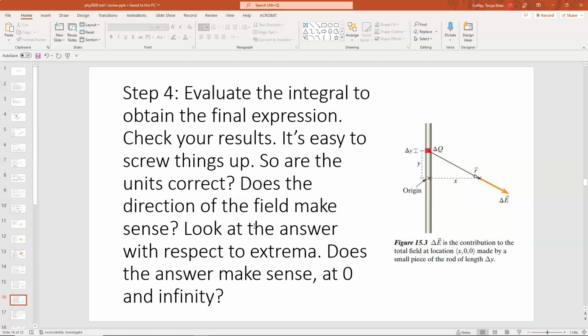It's really easy to screw things up, so just double check and make sure that your answer makes sense. Are the units correct? Does the direction of the field make sense? Look at the extrema. What would happen as your point went to infinity? What would happen as your point shrank to 0? What would it look like? And then if it doesn't make sense from that aspect, then your answer is probably wrong. Okay, so that's a little sanity check kind of thing.